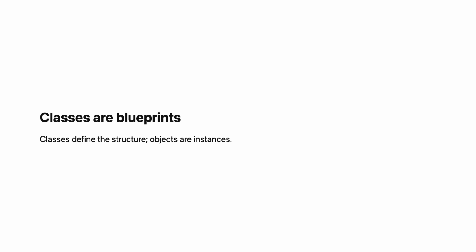Declare a class with the class keyword. Class Person with empty braces. This is the simplest class. It exists but has no properties or methods. Add properties to store data. Class Person with var name String and var age Int. Add functions to define behavior. Class Person with a function introduce that prints "I am" name.